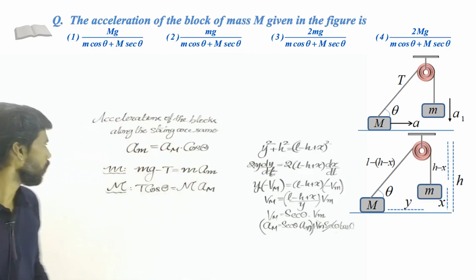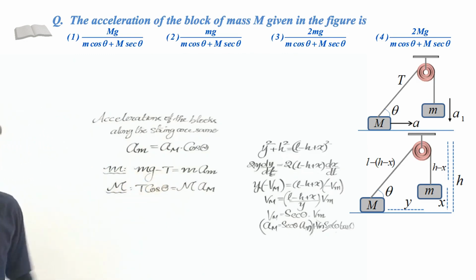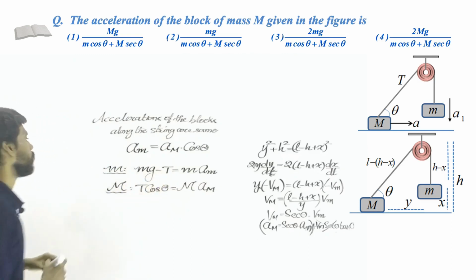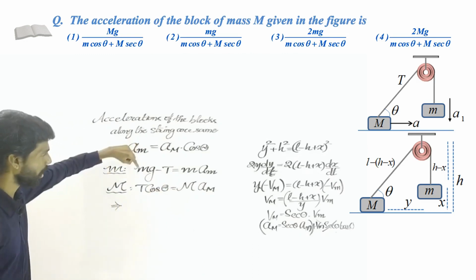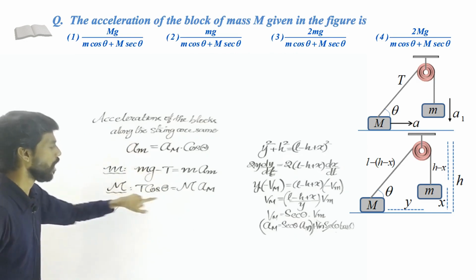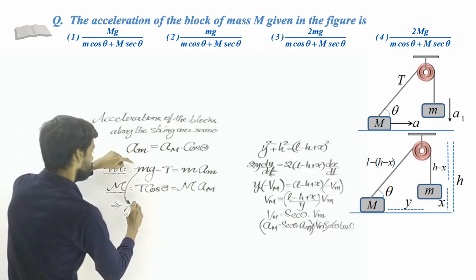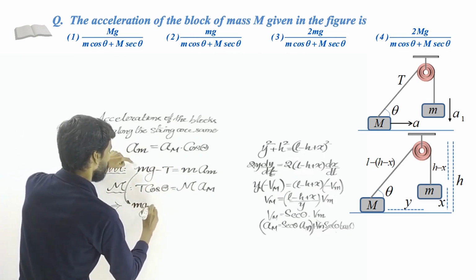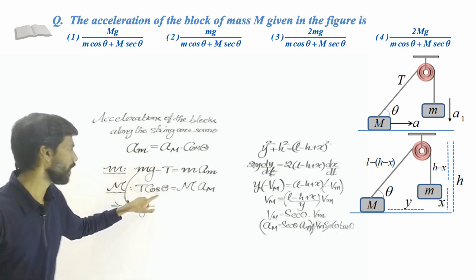So that's all. So now what do we want? We don't want the tension here. So we eliminate this tension, and you will get our required answer. Now what do we do? So this implies, mg minus T, and that T can be substituted here. So this becomes mg minus tension T. So T equals m am divided by cos theta.